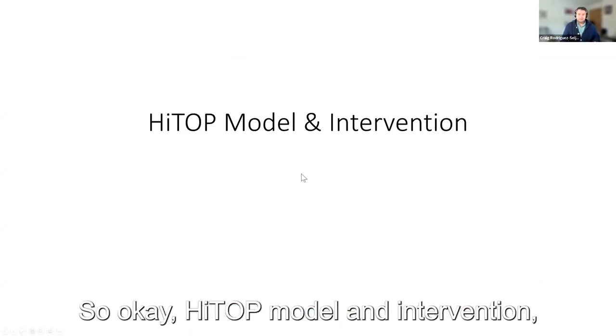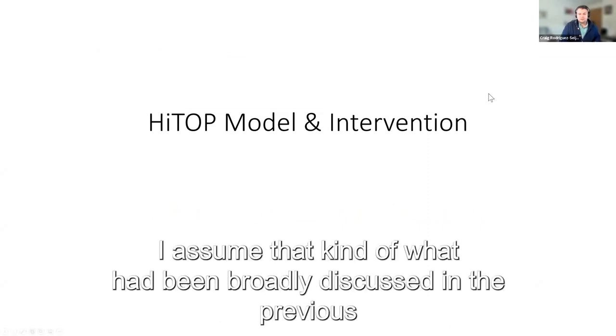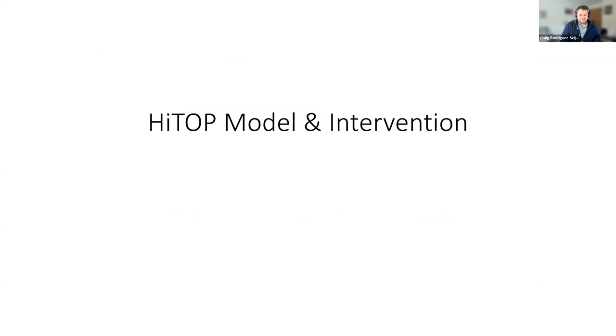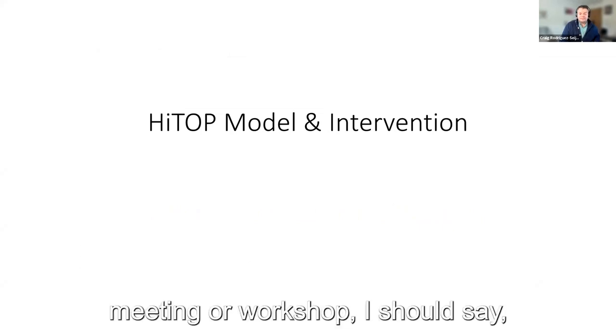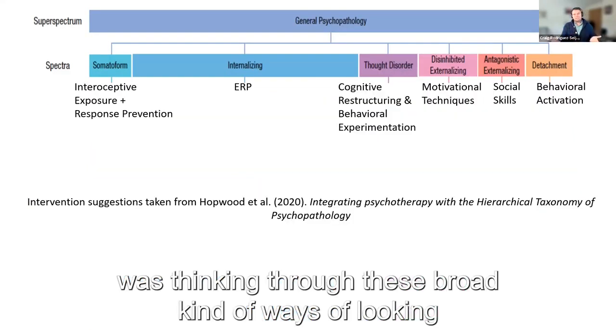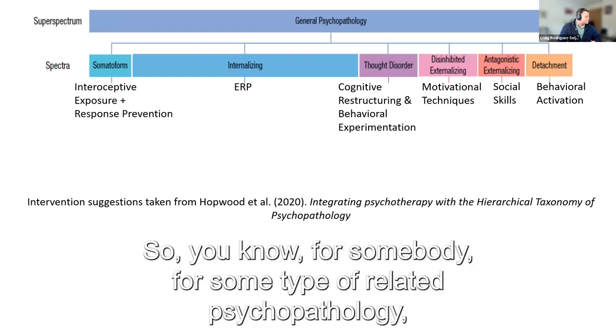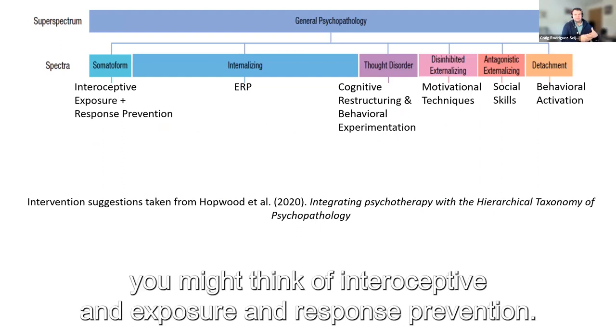So, okay, HiTOP model and intervention. I assume that what had been broadly discussed in the previous meeting, or workshop, I should say, was thinking through these broad ways of intervening that might align with certain different spectra. So, for somatoform-related psychopathology, you might think of interoceptive exposure and response prevention.